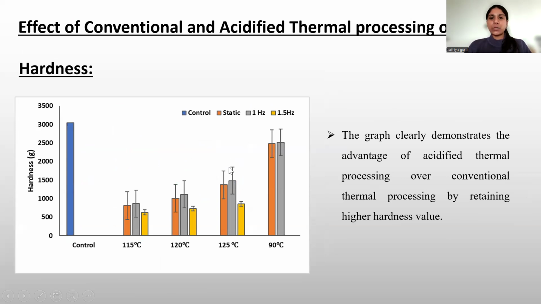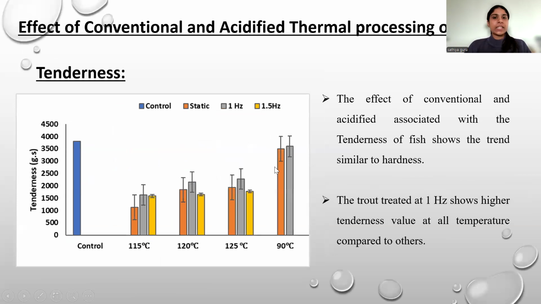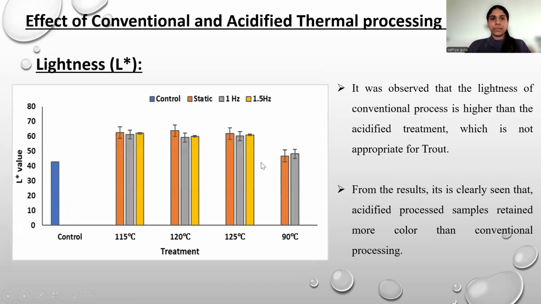The graph clearly demonstrates the advantage of acidified thermal processing over conventional thermal processing by retaining higher hardness value. In terms of tenderness, the graph follows a similar trend to hardness, and notably, the sample processed at 1 Hz retained a higher tenderness value due to a uniform heat distribution. Next comes the effect on color.